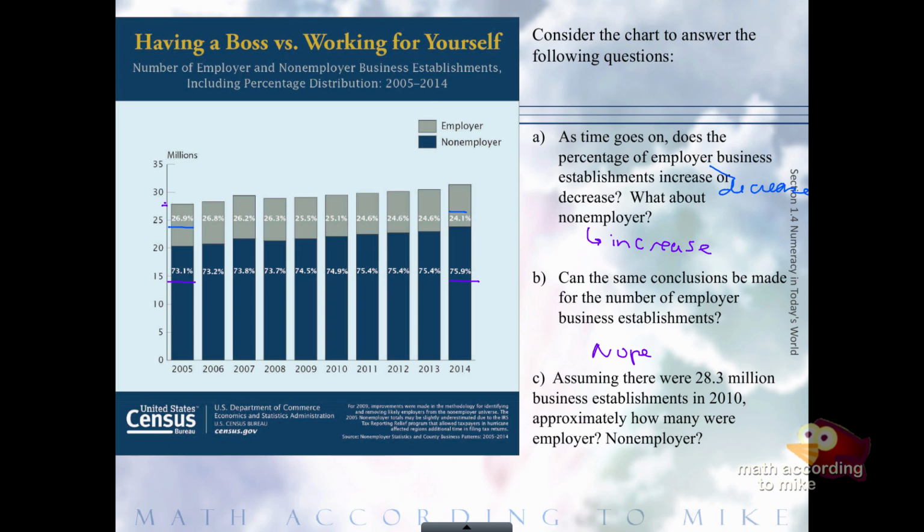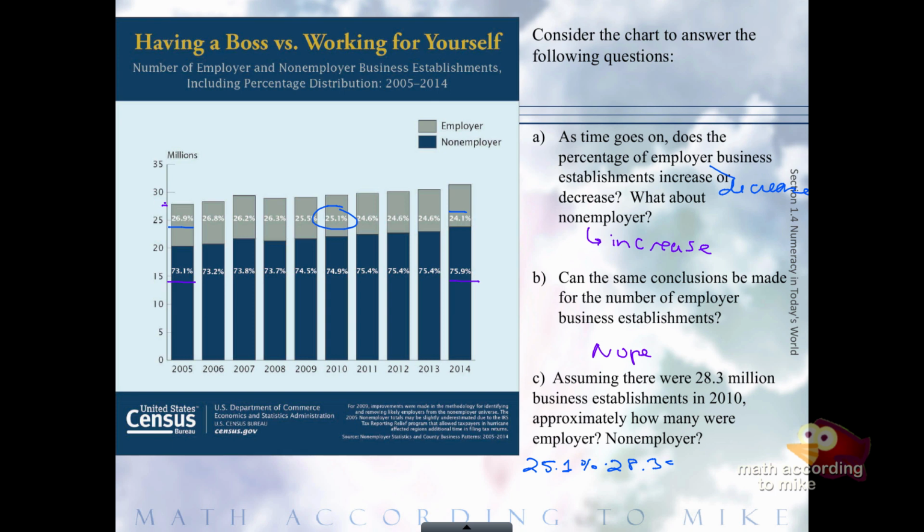Part C, assuming there were 28.3 million business establishments in 2010, approximately how many were employer and how many were non-employer? Well, in 2010, 25.1% were employer. So we need to find 25.1% of, which means times, 28.3. To find 25.1% of anything, you need to convert it to a decimal, and remember you do that by moving the decimal place 2 places to the left.